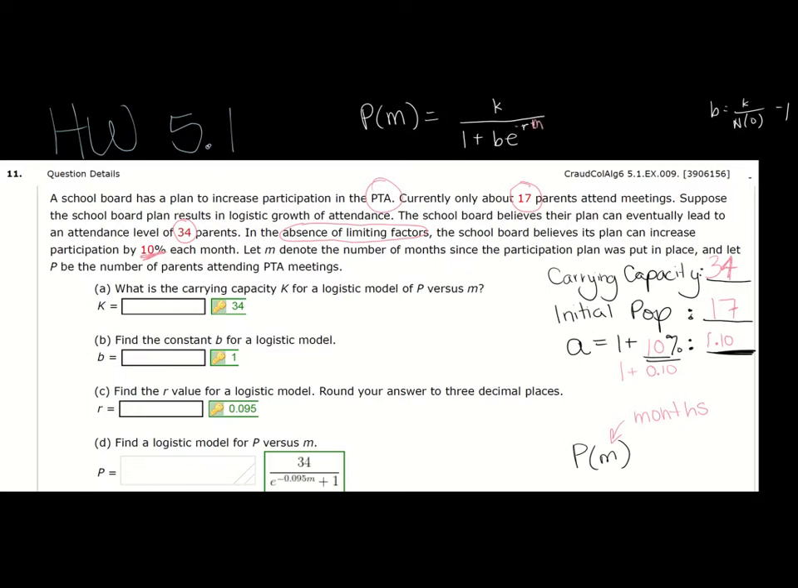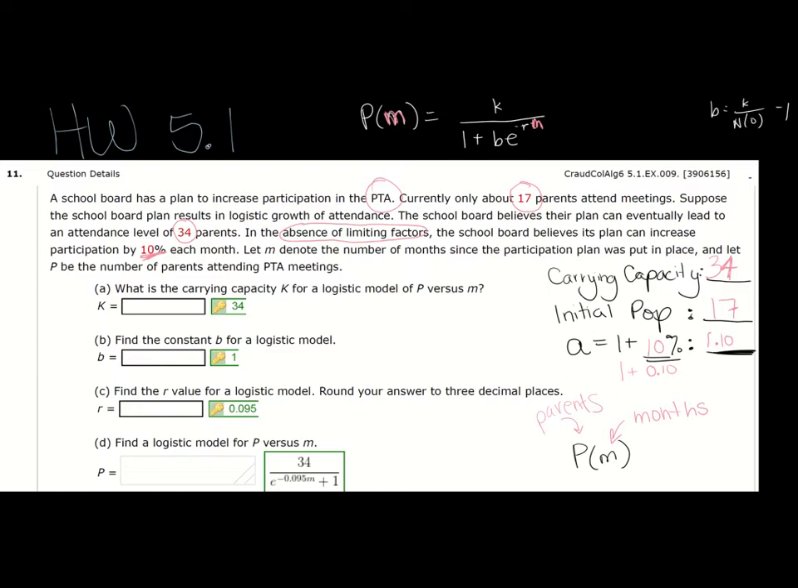I'll go ahead and fix this. I noticed I made a mistake up here in our model. That T is actually an M because the M is our independent variable. All right, and let P be the number of parents attending the PTA meetings. All right, parents. Let's see if we can make this model answer the questions as we go.